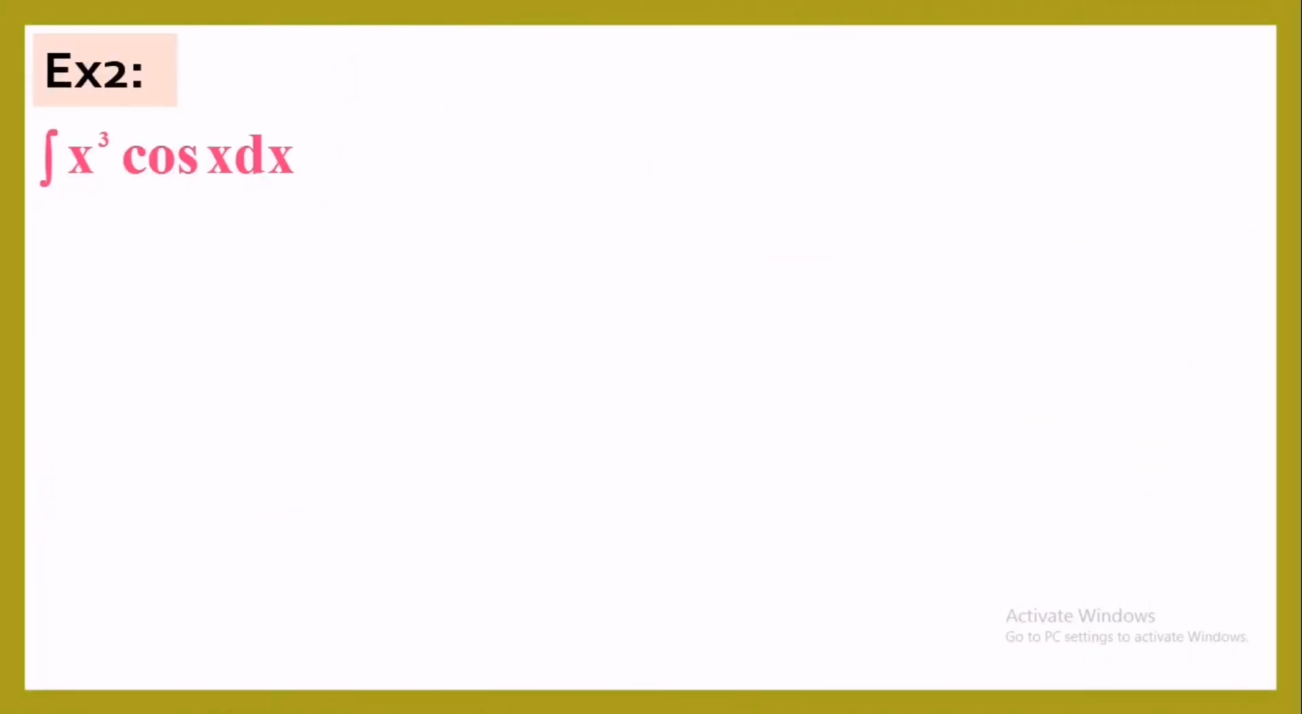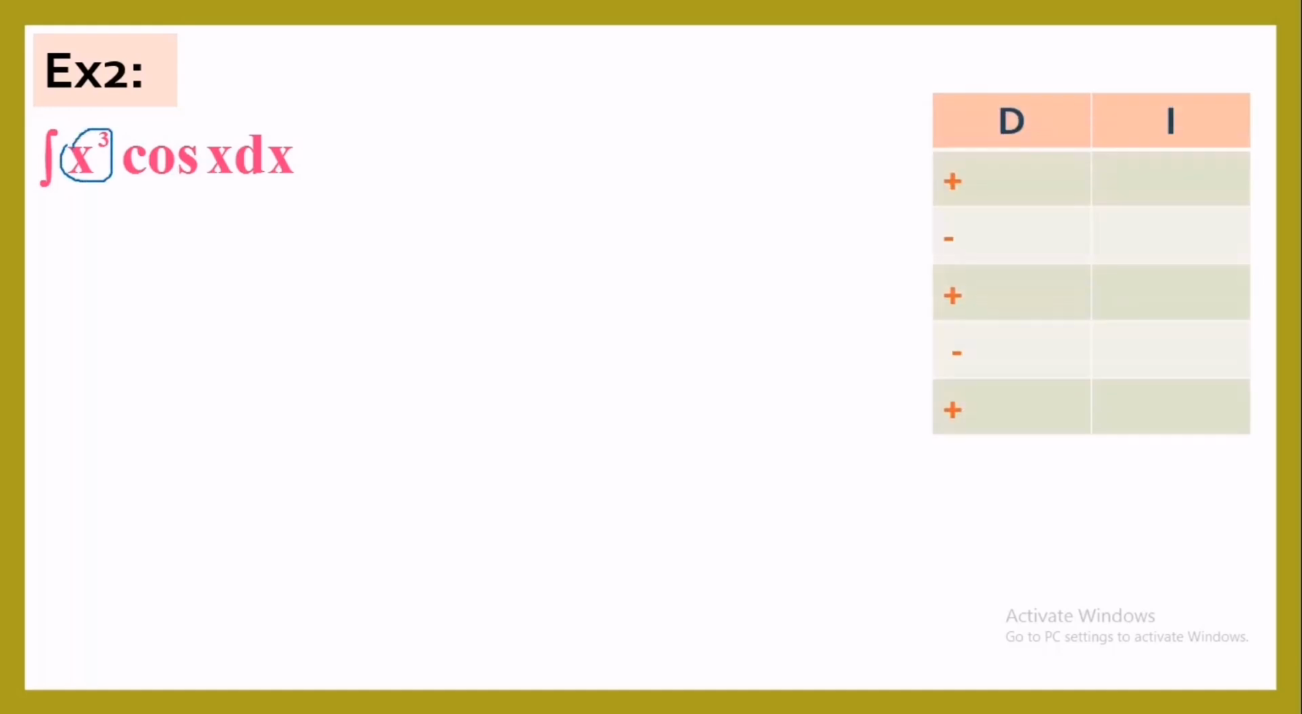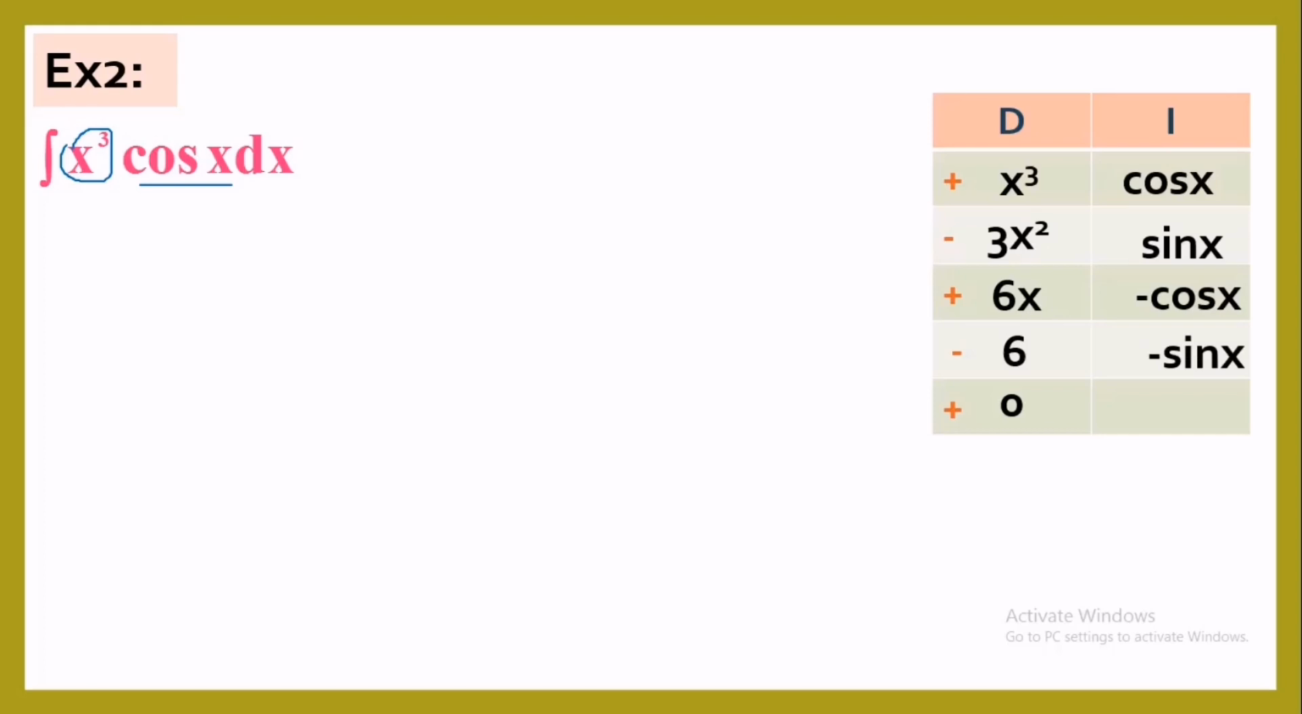Example 2, integral x cubed cosine x dx. In this case, take the polynomial x cubed in the D column and cosine x in the I column. Differentiate x cubed: the derivative of x cubed is 3x squared, then 6x, then 6, then we get 0. The integral of cosine x is sine x, the integral of sine x is minus cosine x, the integral of minus cosine x is minus sine x, and the integral of minus sine x is cosine x.